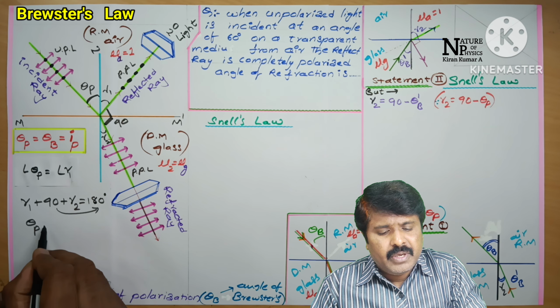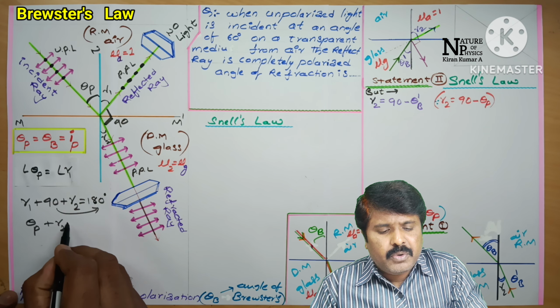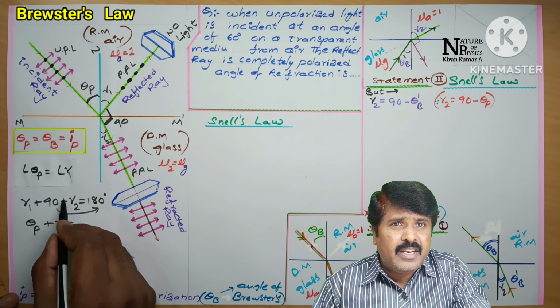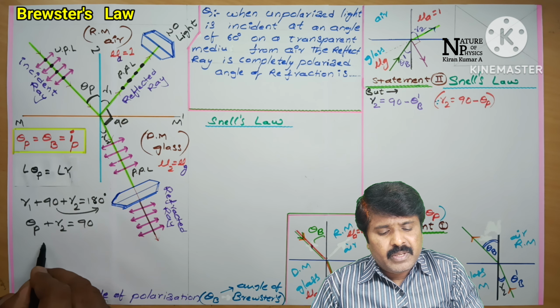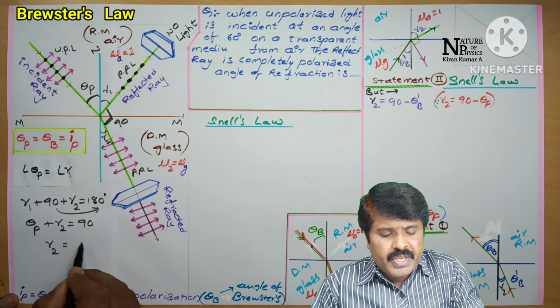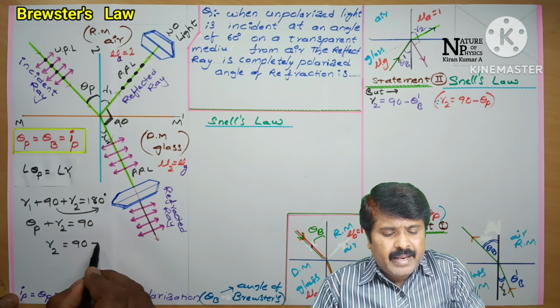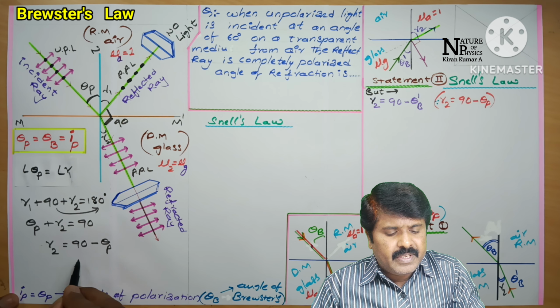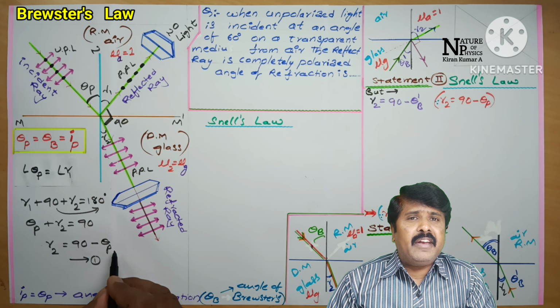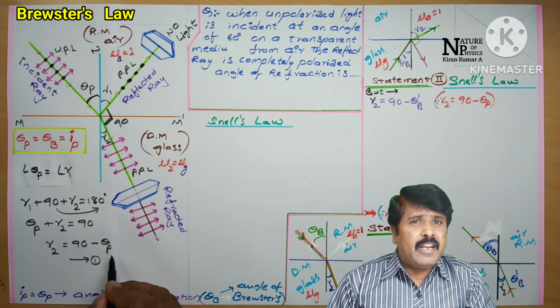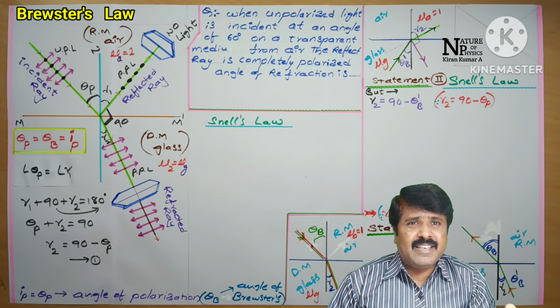And plus R2 is equal to 180 minus 90, which is equal to 90, so I can write R2 is equal to 90 minus theta p. This is the first equation. In this, the angle of refraction is equal to 90 minus theta p. Theta p is the angle of polarization.